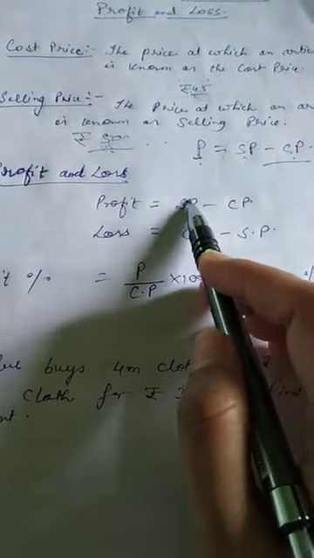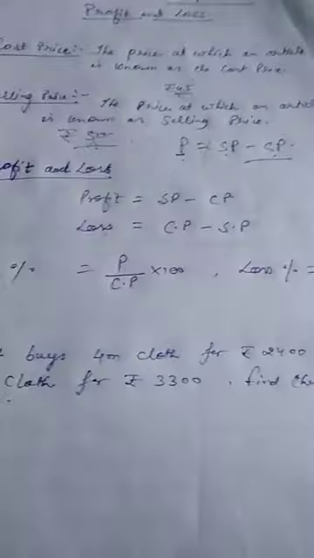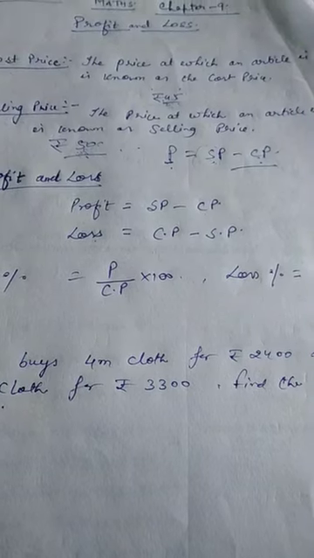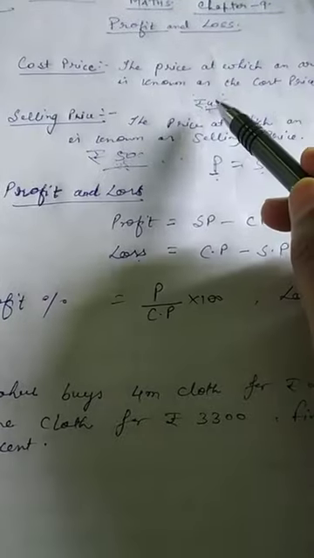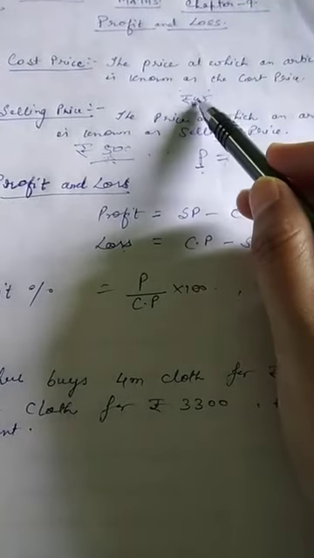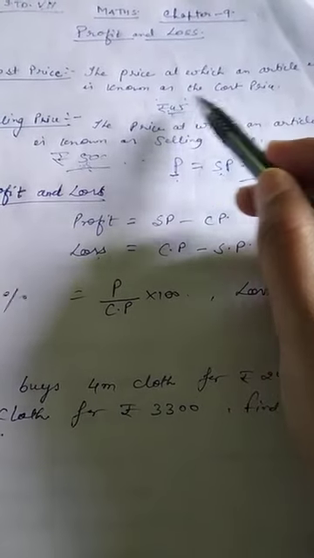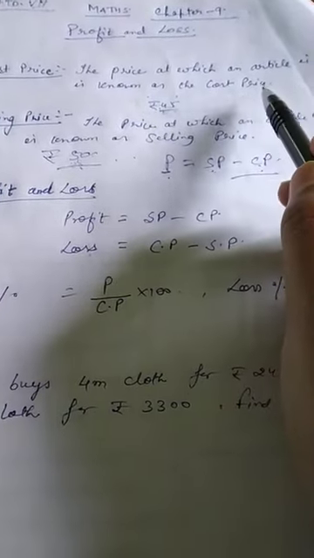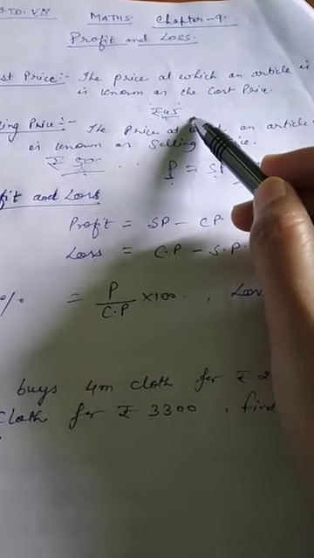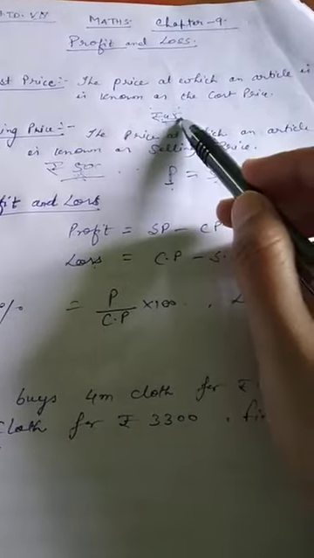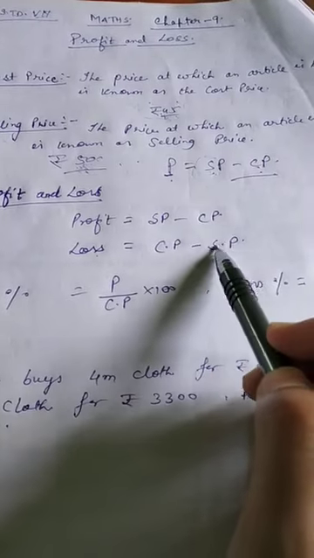So profit is equal to selling price minus cost price. But in the case of loss, the cost price will always be bigger than the selling price, because in a loss the shopkeeper sells the item at a lower price than he bought it for. So loss is equal to cost price minus selling price.